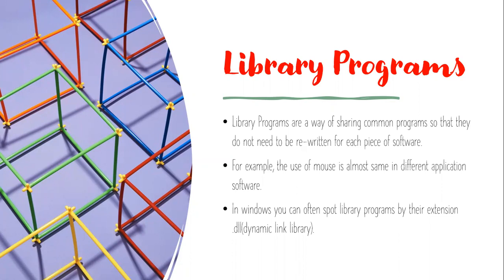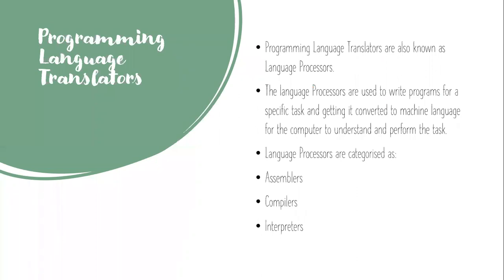The next one is programming language translators. These are also called language processors. Why are these language processors used? They are used to write programs for a specific task. Basically, to do any work, we give the computer some instructions. Those instructions are called programs.